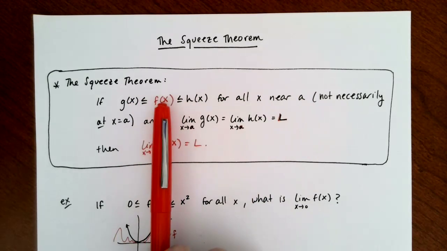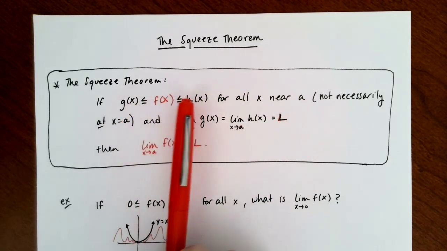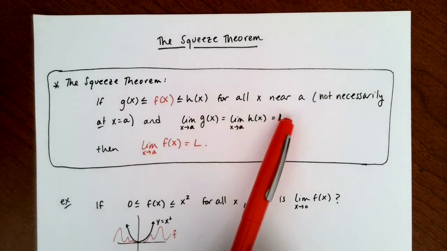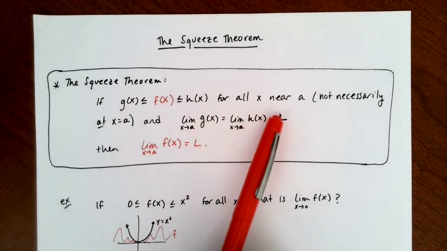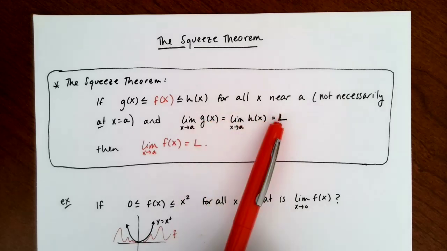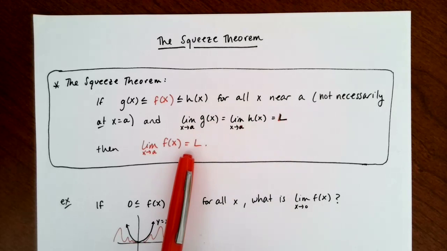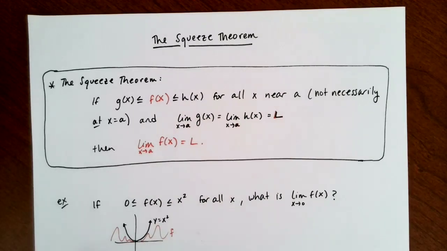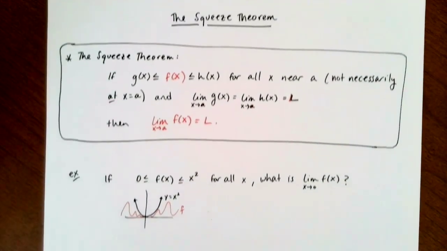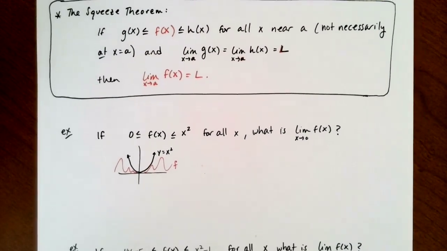So if your function is trapped between these two functions, and both of those functions have the same limit at a, then that means they're kind of squishing your function to the same limit as well. So if both of those have that same limit, then that number is your answer. All right, so let's see this in action. I have two examples that we'll talk about here.